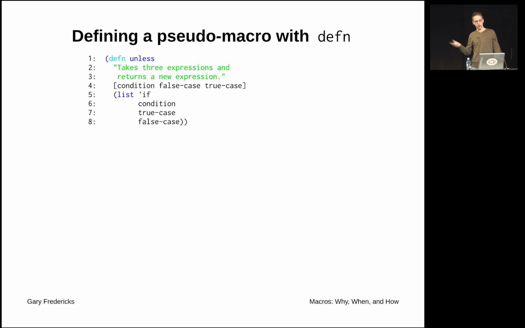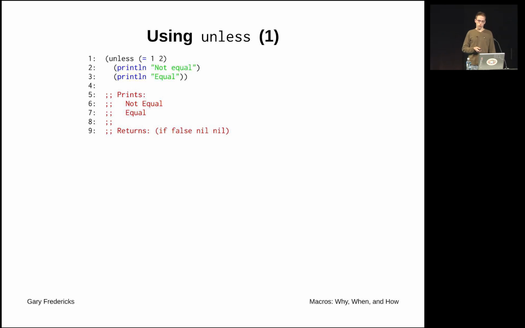Unless is like if, but it has the false case and the true case reversed. So we take 3 arguments, the condition and the false case and the true case, and what we want to do is return an if expression. So we create a list with if at the front, and then the condition, and then the true case and the false case in the opposite order that they were passed in. We can try using this, but we can't use it the normal way.